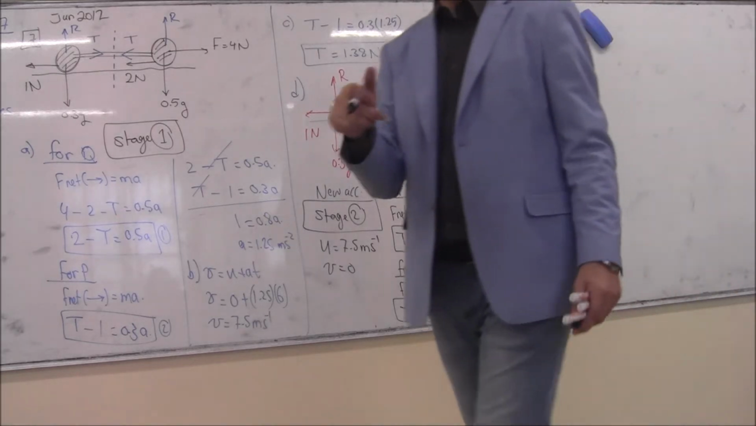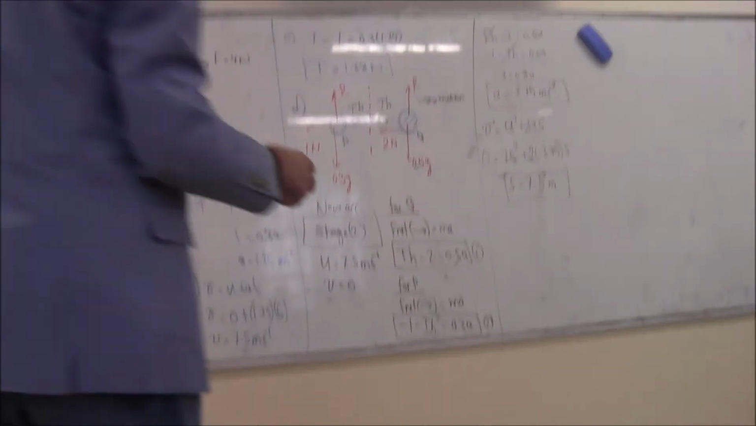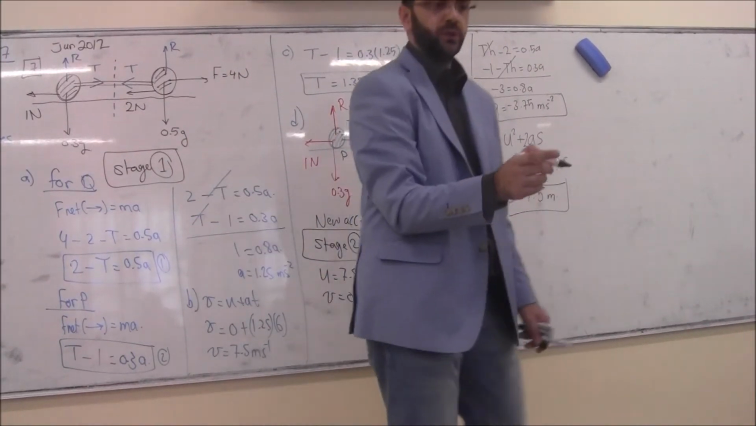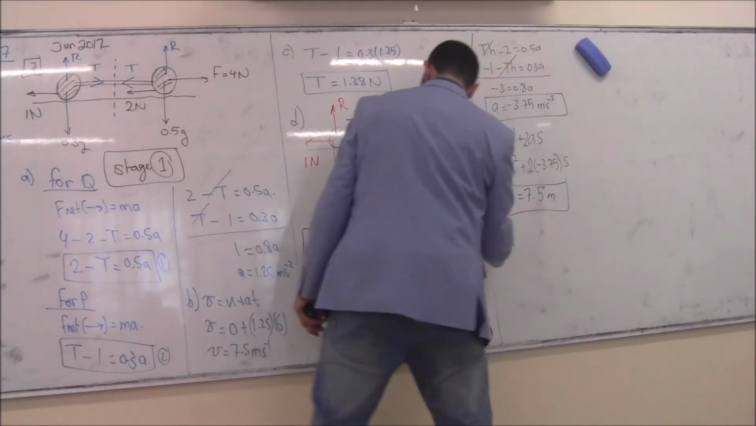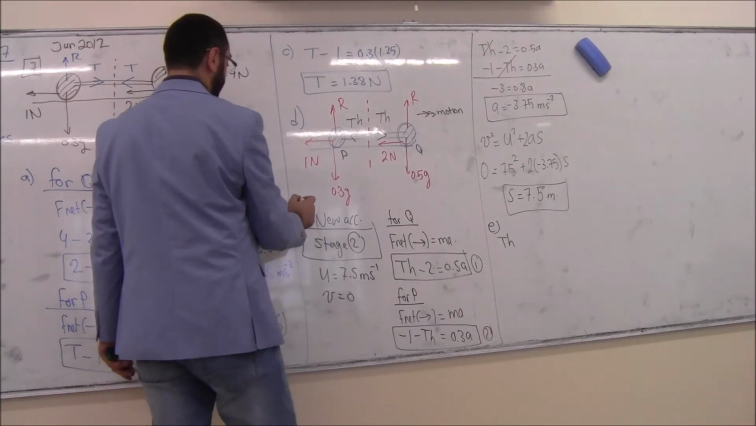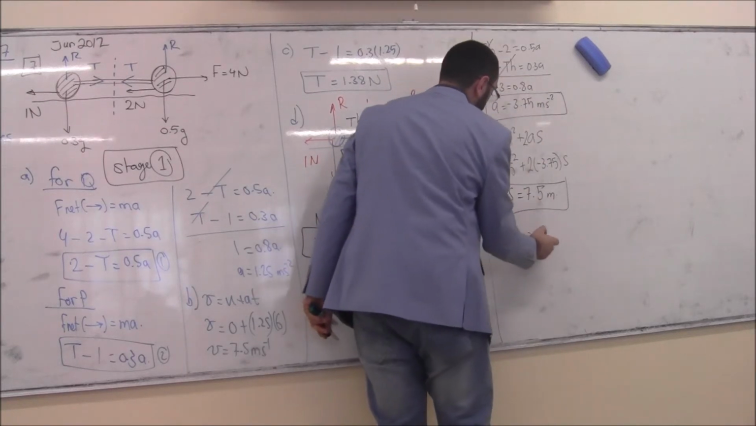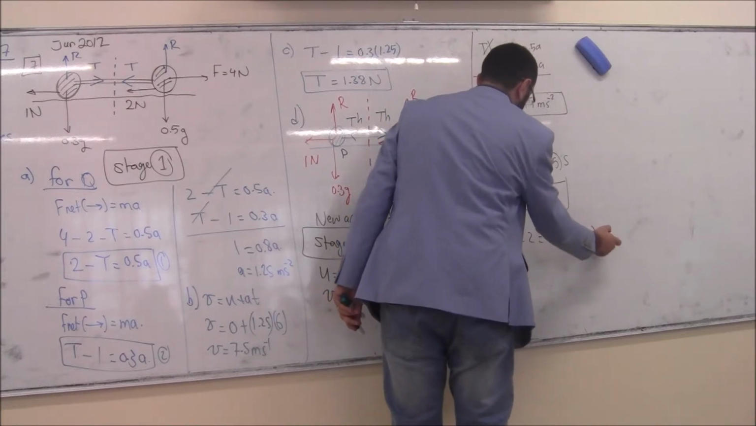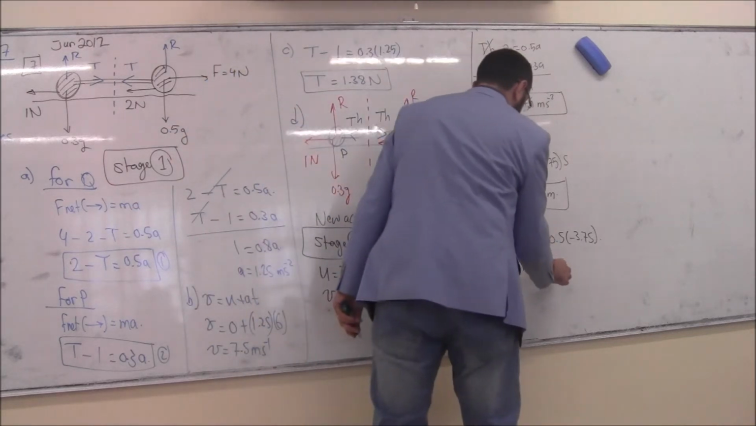Now, if you find the acceleration, right, you can find the thrust. The last part is E, right? Minus 1 equals 0. Minus 2. Yes. Thrust minus 2 equals 0.5 times minus 3.75. Yes. Thrust equals 0.125.